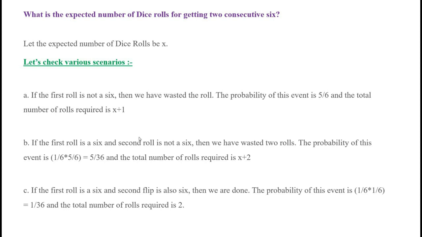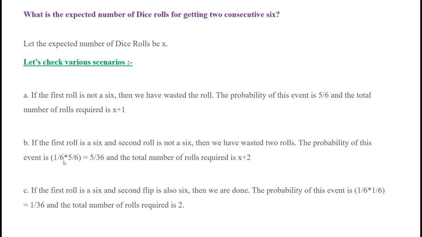Now the next scenario could be that you're lucky and in the first roll you got a 6. And in the second roll you didn't get a 6, you got some different number. Then you have wasted 2 rolls, because we wanted 2 consecutive 6s. The probability of this event is, for the first roll to get a 6, 1 out of 6, and for the second roll to not get a 6, 5 by 6.